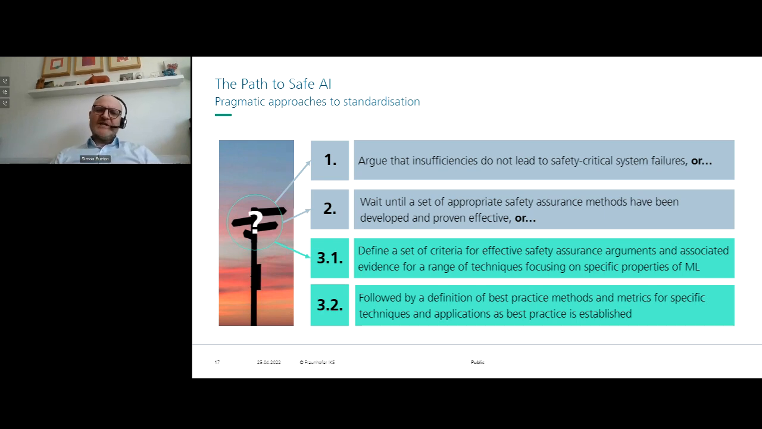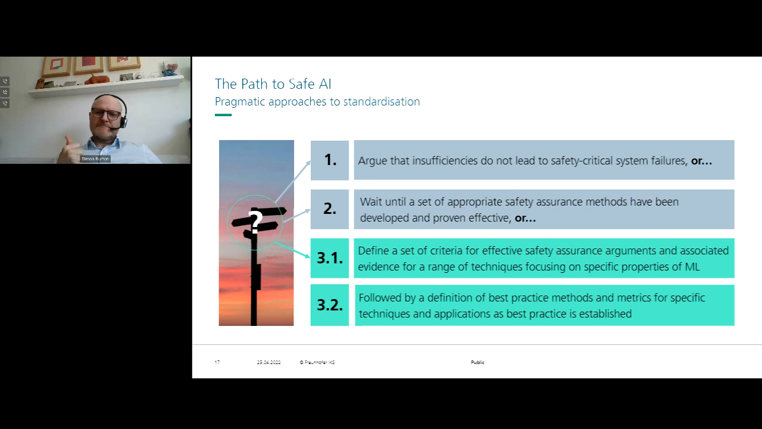Well, the path we'll be taking in the standardization is trying to really define at first what are the criteria for effective and convincing safety assurance arguments that need to be made, leaving quite a lot of freedom as to how those arguments are actually achieved and with which technologies they're achieved. And then as time progresses and we can develop best practice for developing these types of arguments, then we can maybe look at standardizing some of the technologies, methods and metrics that seem to prove themselves.